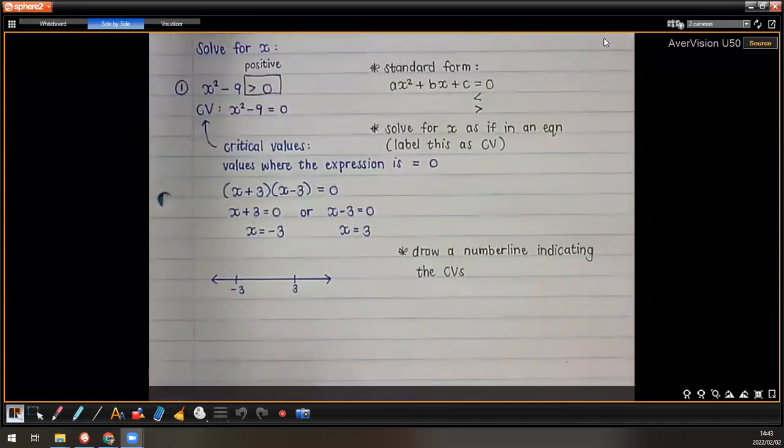It can be any positive answer, guys. It doesn't matter what it is. Anything that's bigger than 0. So it can be 1, it can be 2, it can be 20, it can be 100. We're looking for any positive number.